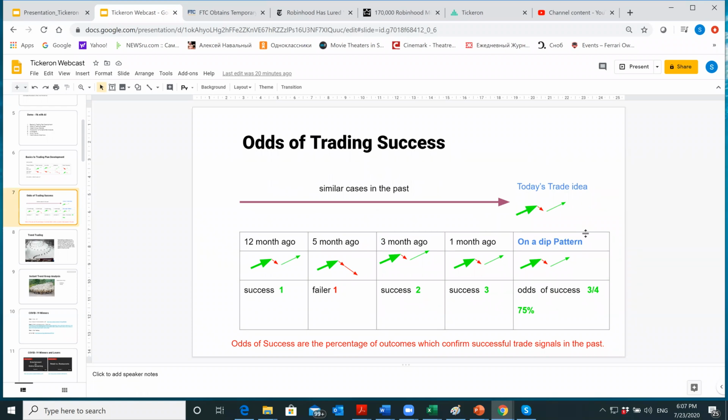Let's assume you come up with a plan trading on the dip, right? So you say, okay, that's the kind of way you're going to trade for the particular stock.